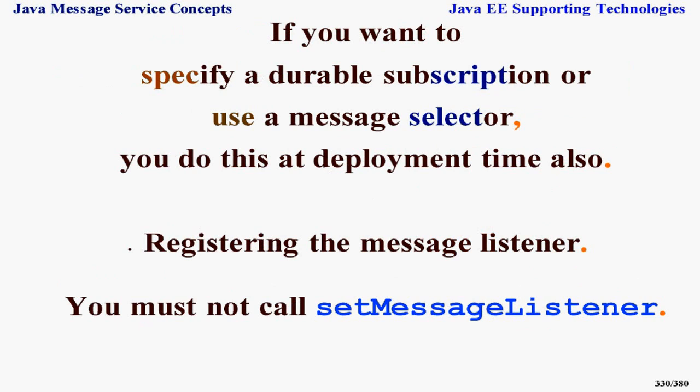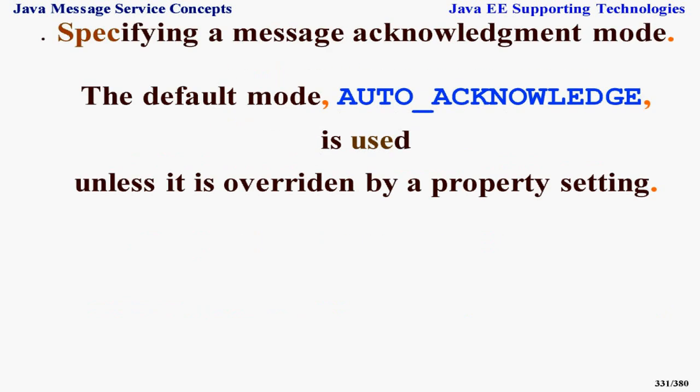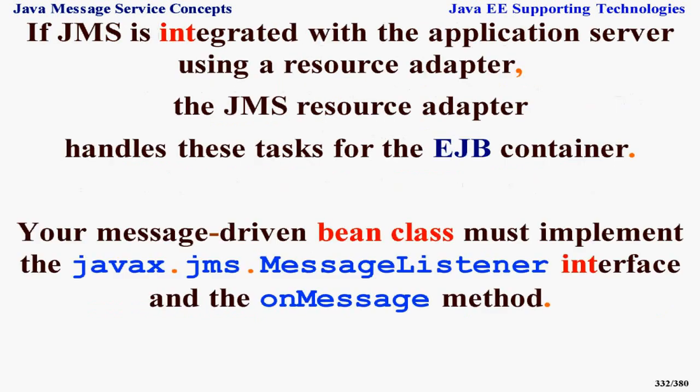Registering the message listener. You must not call setMessageListener. Specifying a message acknowledgement mode. The default mode, auto-acknowledge, is used unless it is overridden by a property setting. If JMS is integrated with the application server using a resource adapter, the JMS resource adapter handles these tasks for the EJB container. Your message-driven bean class must implement the javax.jms.MessageListener interface and the onMessage method.